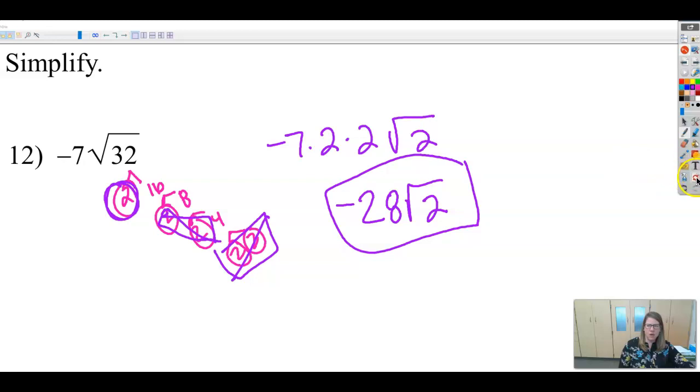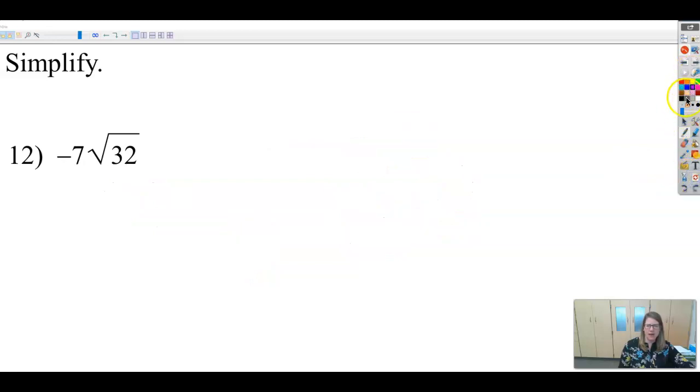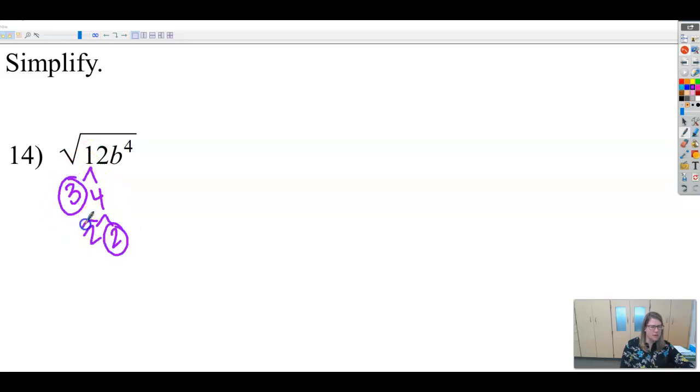All right, so there's just one more type of example that I want to look at here, and that is just when we involve variables. So let's do this one. I want to kind of ignore the variables at first. I'm first just going to look at 12, and I'm going to break it down the way we have been. So 12 is 3 times 4, and 4 is 2 times 2, so I'm circling the primes. So I have 2 2's underneath here, which means I can bring out 1 2, but the 3 is going to have to stay underneath the radical because it's all alone.